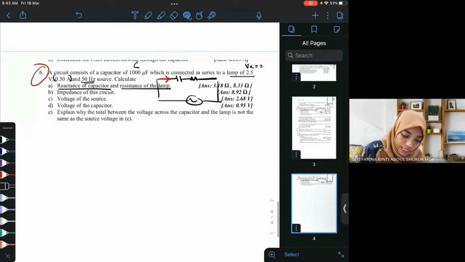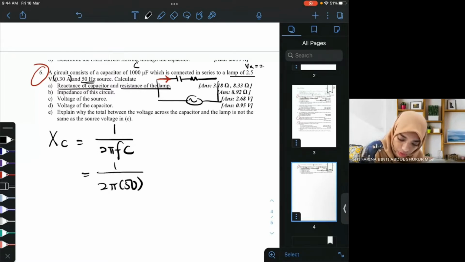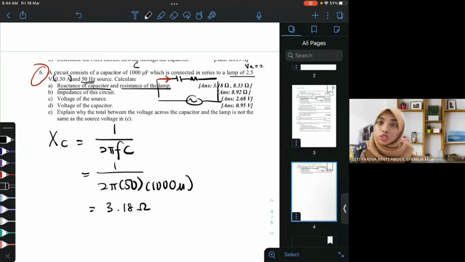Soalan minta reactance of the capacitor which is XC. XC adalah 1/2 pi FC. F dia dah bagi 50 Hz source. 1/2 pi, F adalah 50, C adalah 1000 microfarad. Tekan kalkulator, kamu akan dapat 3.18 ohm. So this is your XC.